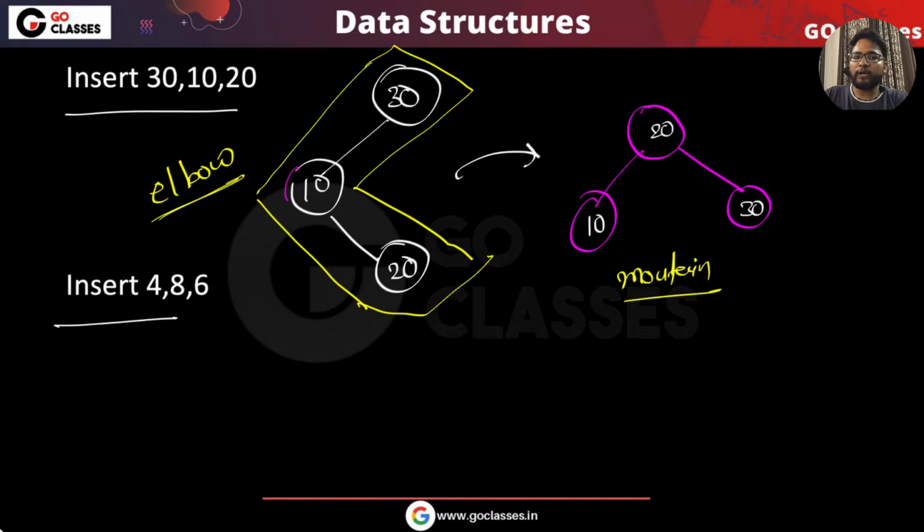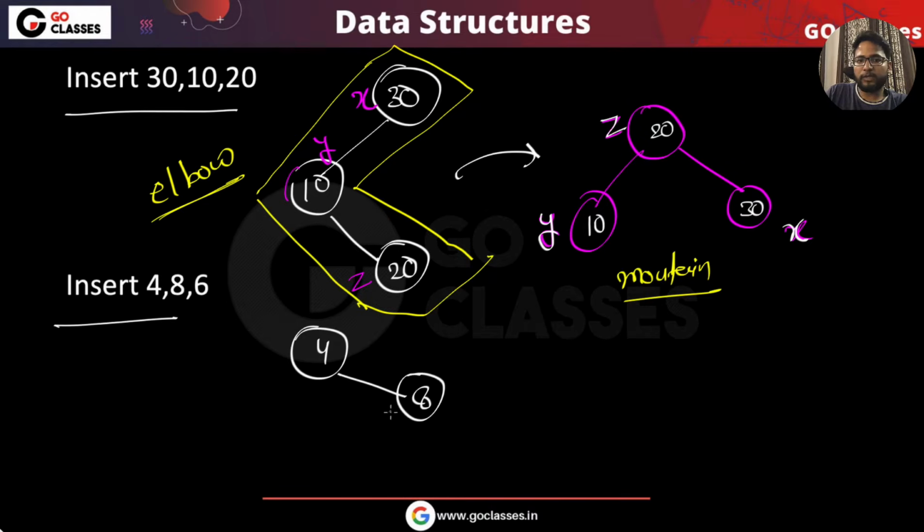Now let me annotate these nodes also. Let me say this is x, this is y, this is z. Now 20 is z, right? 20 is z, this 10 is y, and 30 is x, right? So you can annotate both the trees. So this is z, this is y, this is x, right? Now let me just insert this 4, 8 and 6 also. So 4, after that 8, after that you will be having 6.